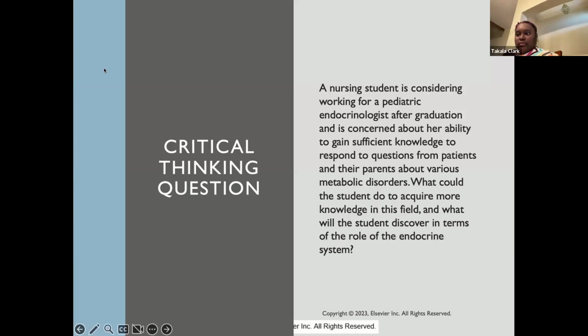Study it. Yeah, right. Read about it. Maybe try to do your preceptorship or your job shadow, your clinicals in that area, right? To get some more exposure.